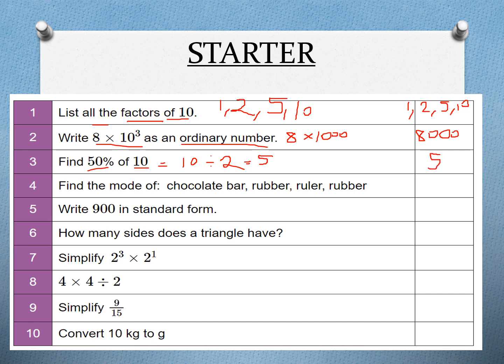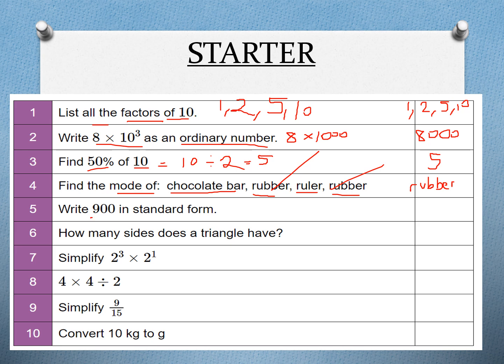Question number 4. Find the mode of these data, or these words. Chocolate bar, rubber, ruler, rubber. So rubber appears twice, so rubber is the mode. The word mode means most occurring or most frequent. So the answer is rubber because rubber appears twice, whilst ruler and chocolate bar only appear once.